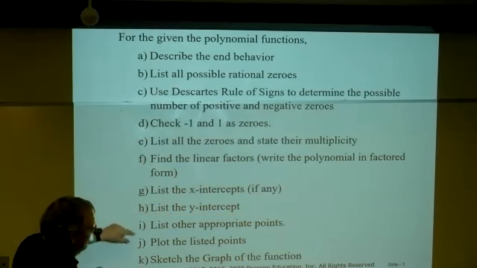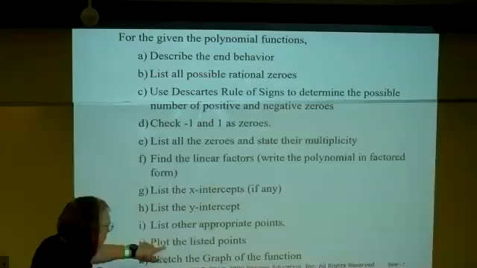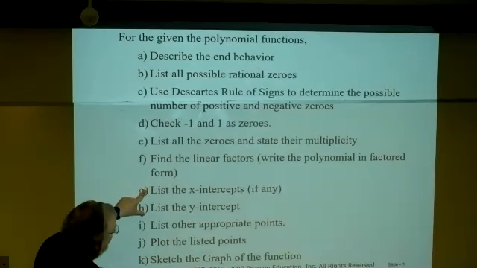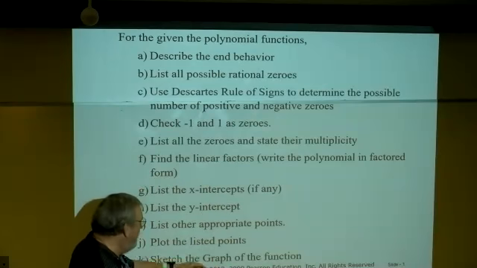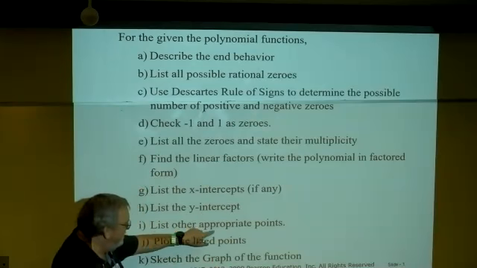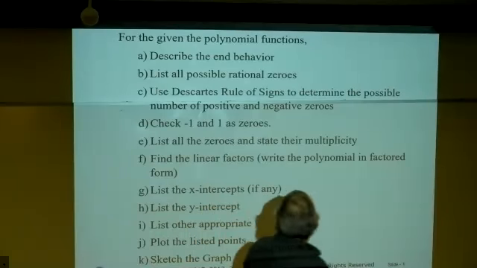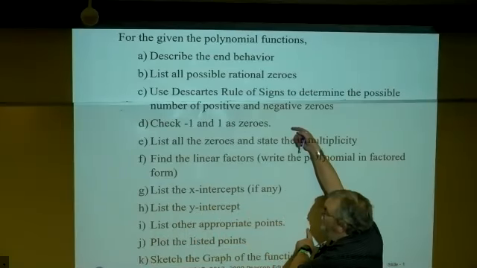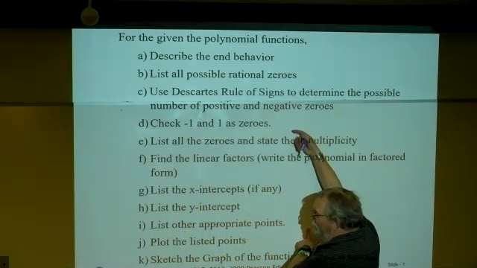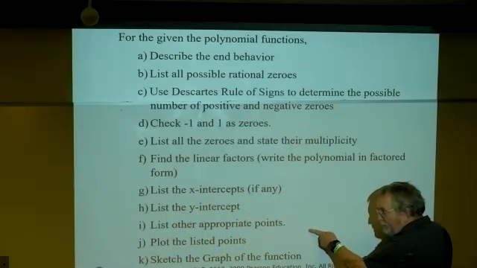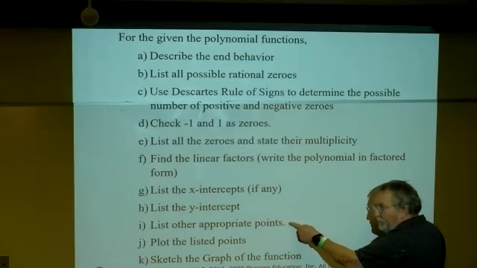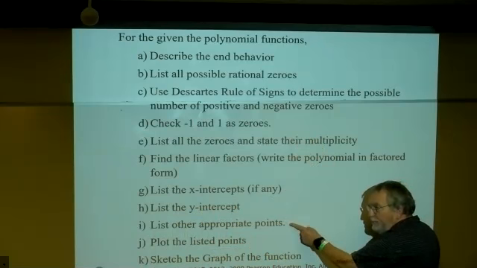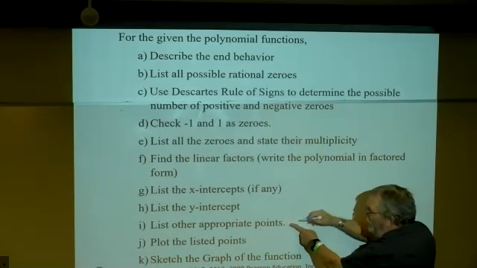And then I would plot, as I'm doing this, I list as I find the x-intercepts and the y-intercept, I plot those, and that helps me find other appropriate points. Sometimes checking -1 and +1 as zeros gives me 1 or 2 of these points. If they're not zeros, then they're these points.